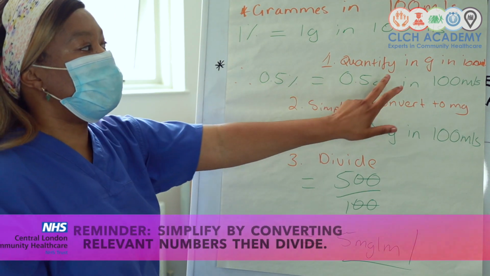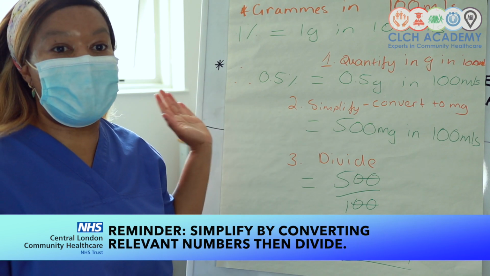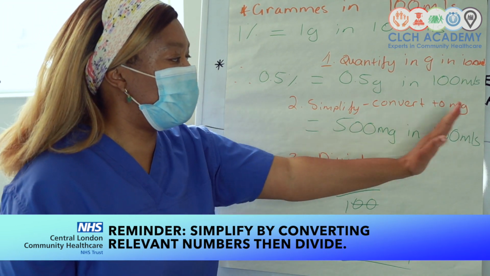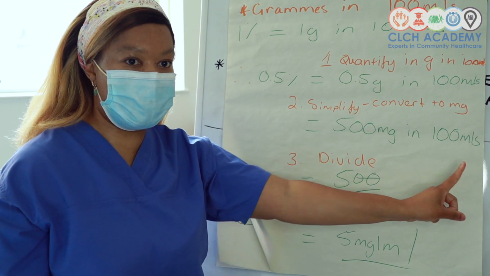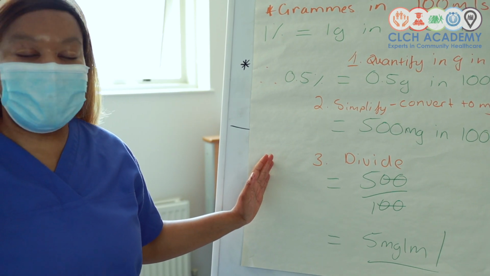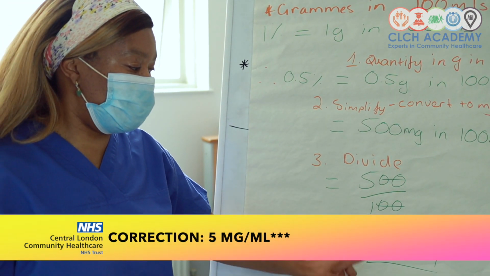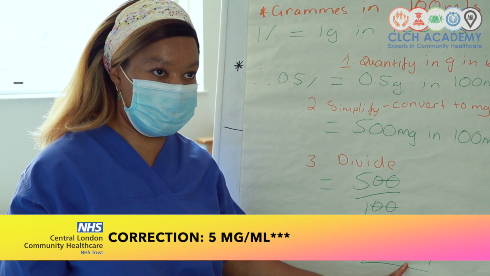So first step, quantify in terms of grams in 100 mils. Second step, simplify. All I mean by that is convert everything to milligrams. In this case, 0.5 grams becomes 500 milligrams in 100 mils. Last step is to divide to get our milligrams for 1 mil. So 500 by 100, giving us a final answer of 5 milligrams for every mil.